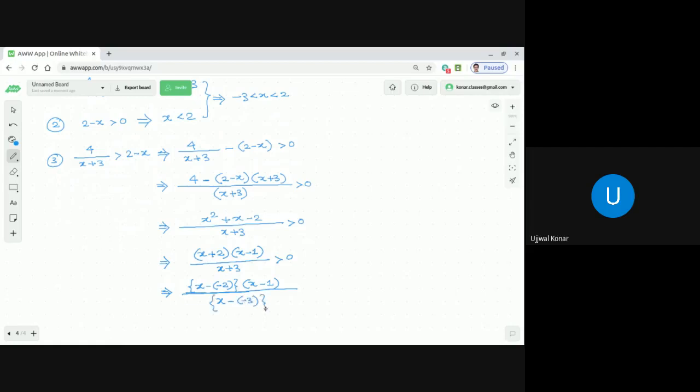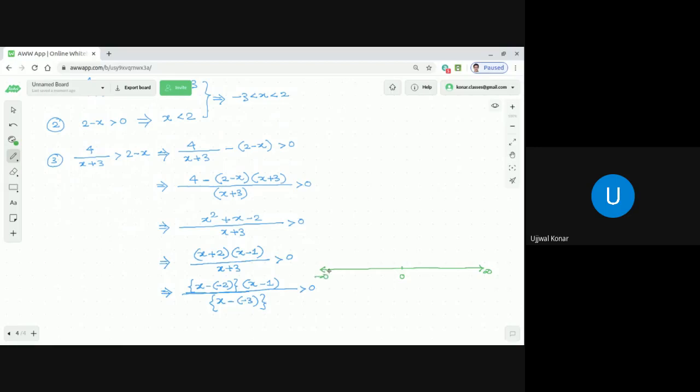Okay, that is greater than 0. So now let us draw a number line. Let me draw a number line in a different color. Suppose in the green color, I draw the number line. So midpoint is 0. Right hand side it goes up to infinity. Left hand side it goes up to minus infinity.